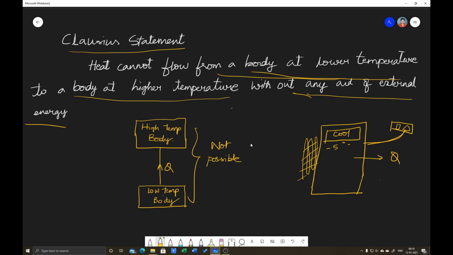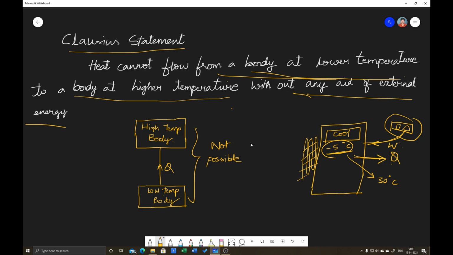Say suppose this is at -5 degrees centigrade. Even then it will maintain this temperature by rejecting heat out of the system. That means heat is transferring from lower temperature, but generally outside temperature will be around 30 degrees centigrade. So it is transferring heat from a lower temperature body to a higher temperature body by taking work input. This electric energy is converted to mechanical energy using a motor.